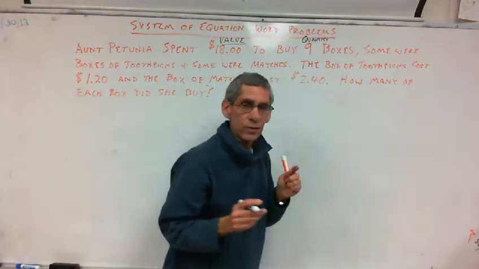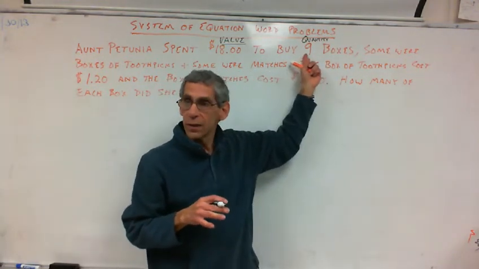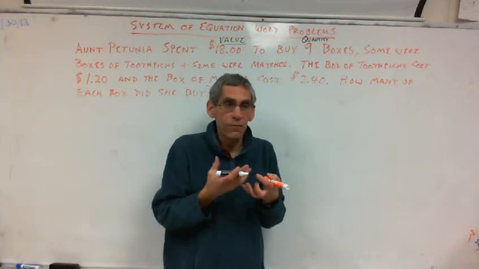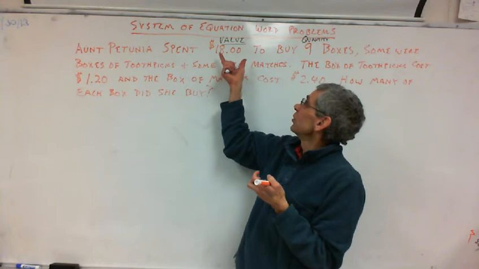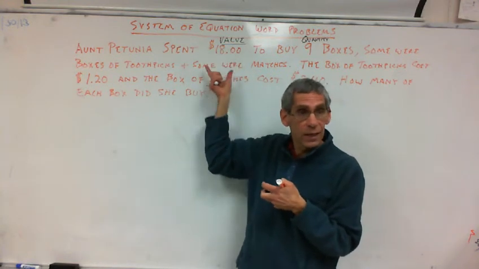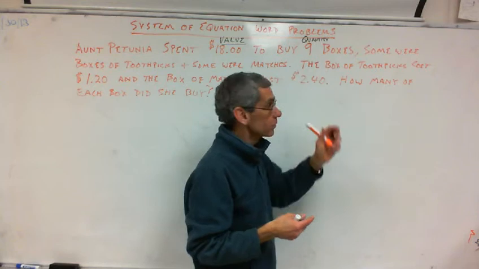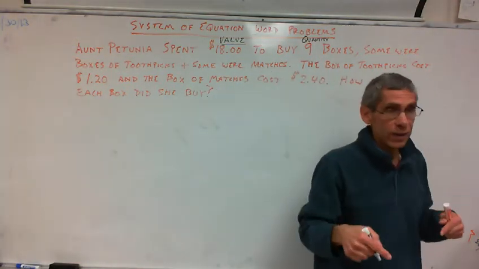Does that make sense? Do you see the difference? It's not $9. It's not a value. It's the number of boxes she bought, right? This tells you the total amount of money she spent, that's value, so that's money. This is quantity of boxes, right? So now let's try to create equations.